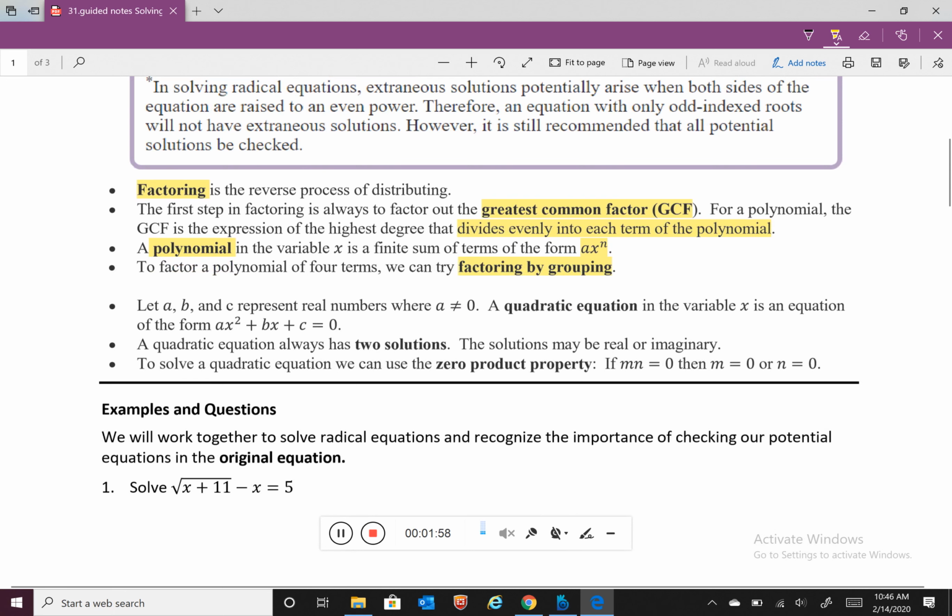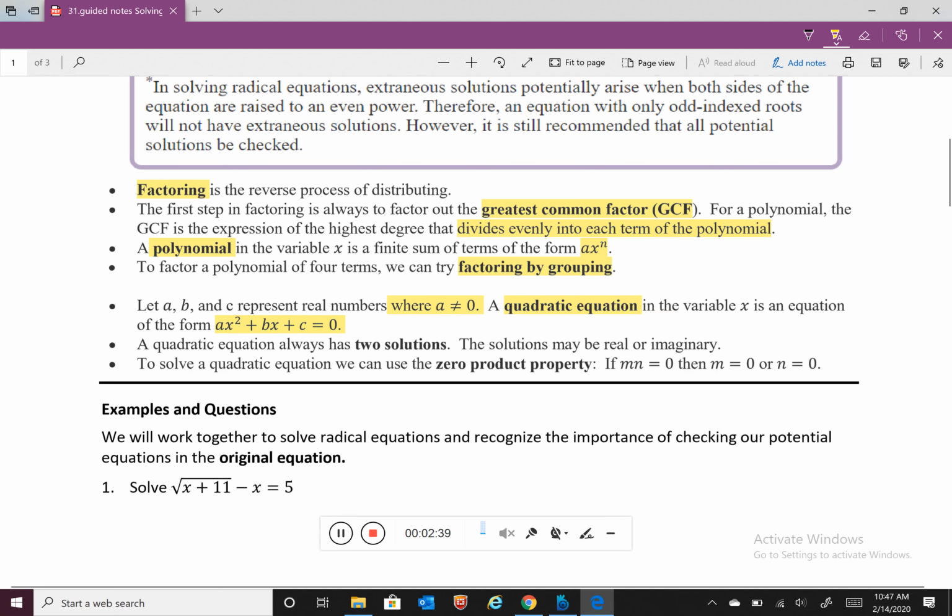So let a, b, and c represent real numbers, but a cannot be 0. So a quadratic equation in the variable x is an equation of the form a times x squared plus b times x plus c, and this is set equal to 0. Now, it is okay for b to be 0, it is okay for c to be 0, but a cannot be 0, because if a was 0, then that would eliminate the term with the power of 2, and therefore it would not be quadratic.